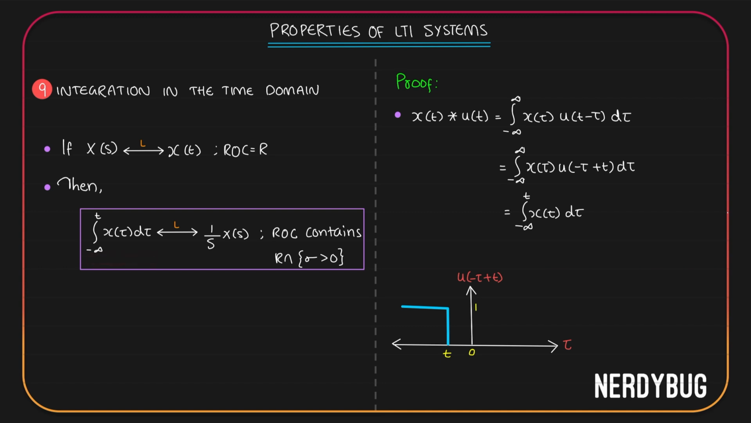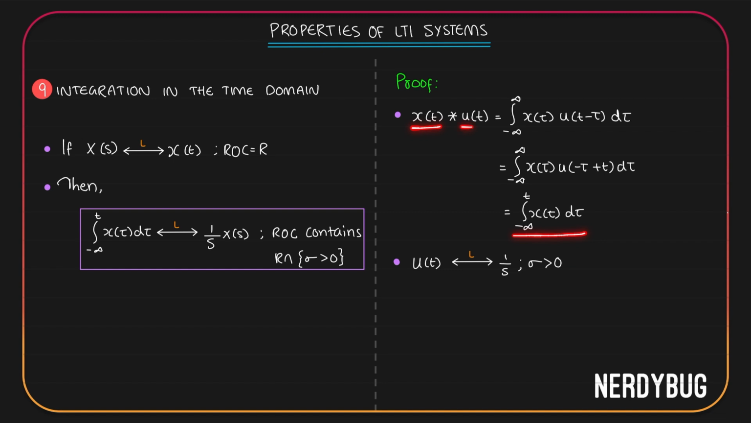So what we just found out is this. The right hand side of this relation, integral from minus infinity to t x of tau d tau, is nothing but the convolution of x of t with the unit step function. We know the Laplace transform of u of t. It is 1 by s and ROC is sigma greater than 0. Integral minus infinity to t x of tau d tau is the convolution of x of t and u of t. So its Laplace transform is going to be the product of Laplace transform of x of t and Laplace transform of u of t.